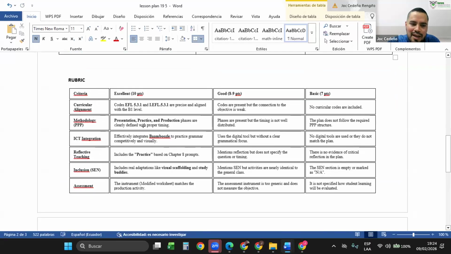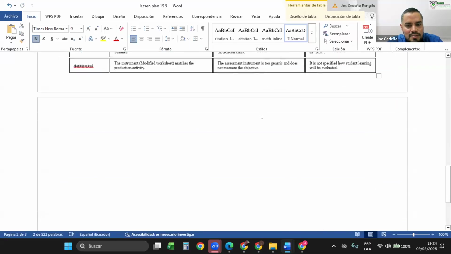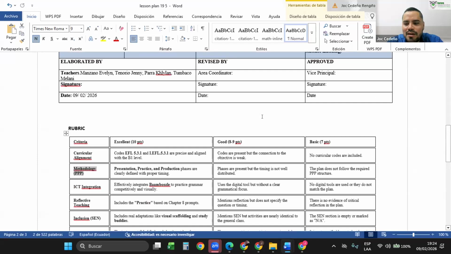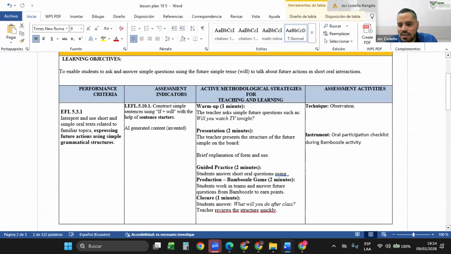How are you going to evaluate your student on this that says methodology, PPP, presentation, practice, and production? Your students are not teachers. They are students. So you cannot assess them with this. And also you stated a rubric, but there is a checklist here.